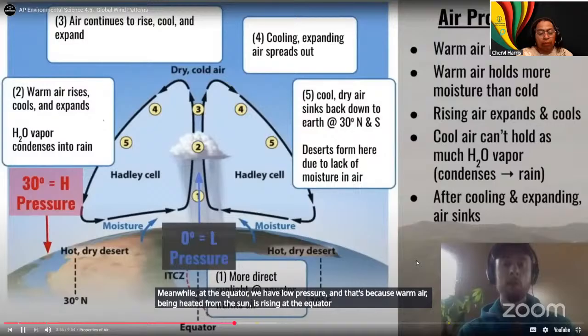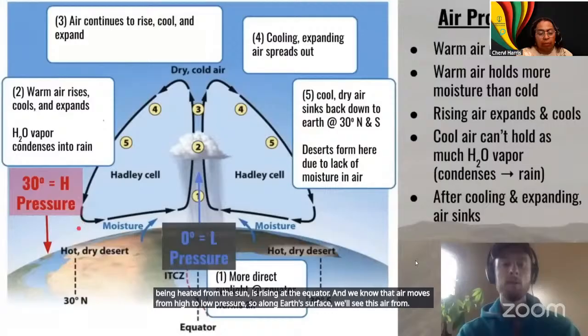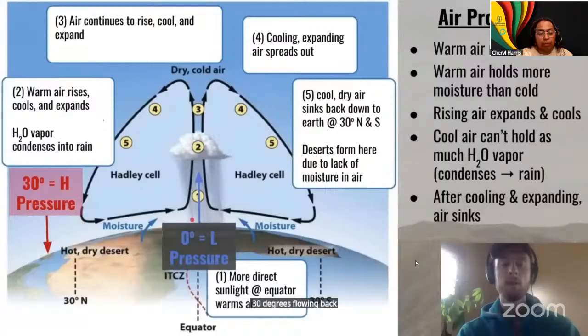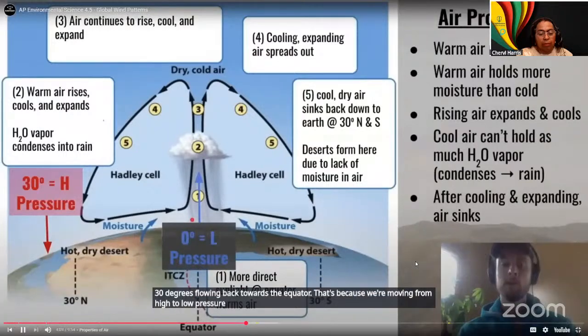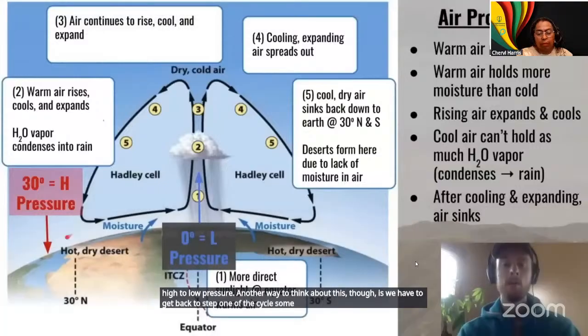And we know that air moves from high to low pressure, so along Earth's surface, we'll see this air from 30 degrees flowing back towards the equator. That's because we're moving from high to low pressure. Another way to think about this, though, is we have to get back to step 1 of the cycle somehow, and so we need replacement air to come in and fill this vacuum or this gap of air left by the air that's rising at the beginning of the Hadley cell.